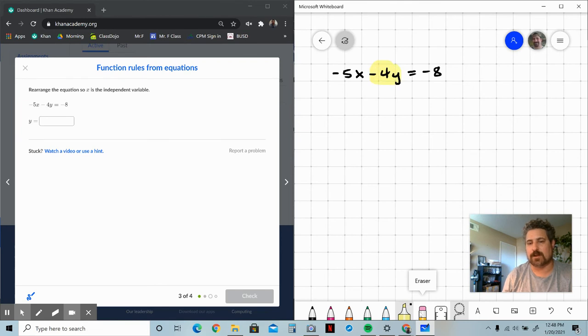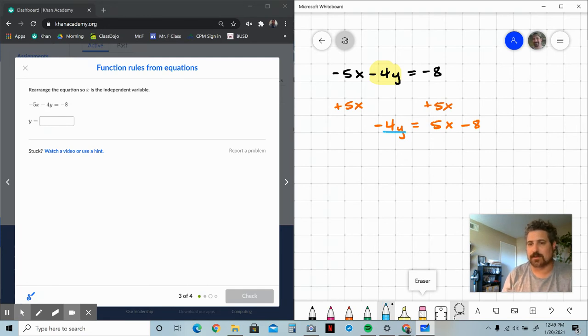So you're trying to get this y all by itself. So what you've got to get rid of is that minus 5x. So how do you get rid of minus 5x? You add 5x to both sides. And notice that then you have negative 4y is equal to 5x minus 8. You then want to get rid of that times by negative 4 because you want to have the value of 1y and not negative 4y.